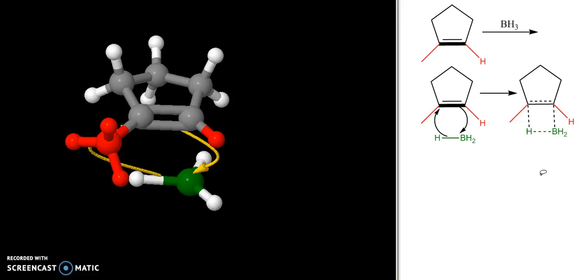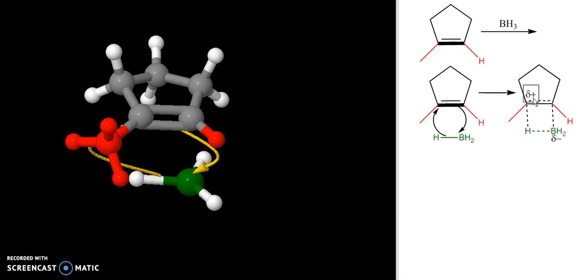Now, this doesn't all happen perfectly symmetrically. So there's some positive charge that builds up in the carbon and some negative charge that builds up in the boron. The more substituted carbon is better able to bear that partial positive charge than the less substituted carbon. So the partial positive builds up on this carbon and partial negative on the boron. This is another reason, in addition to the steric reason, that the boron adds to this carbon and the hydrogen adds to this carbon. The partial positive that builds up is better to build up on the more substituted than the less substituted carbon.